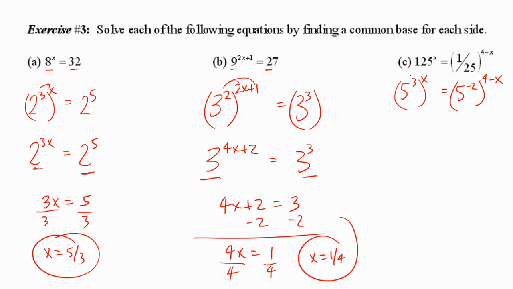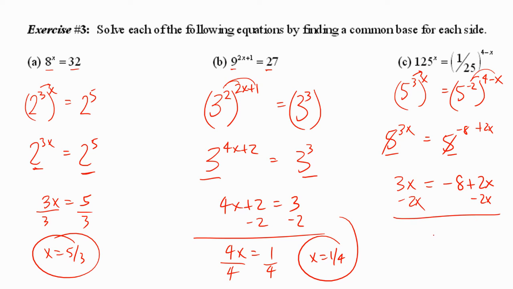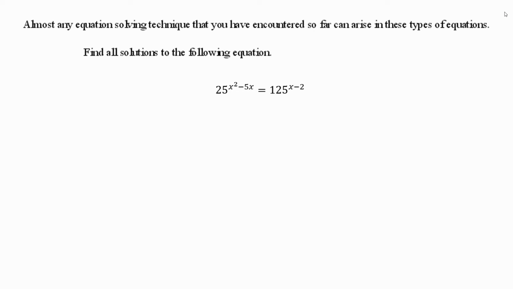This one is a little bit more challenging. We have to distribute the exponent and distribute this minus 2. So that's going to be 5 to the minus 8 plus 2x, because negative 2 times negative x. And now the bases are the same, so the exponents are equal. We can cancel these 5's out and solve by subtracting 2x on both sides. So 3x minus 2x is x. x equals negative 8.